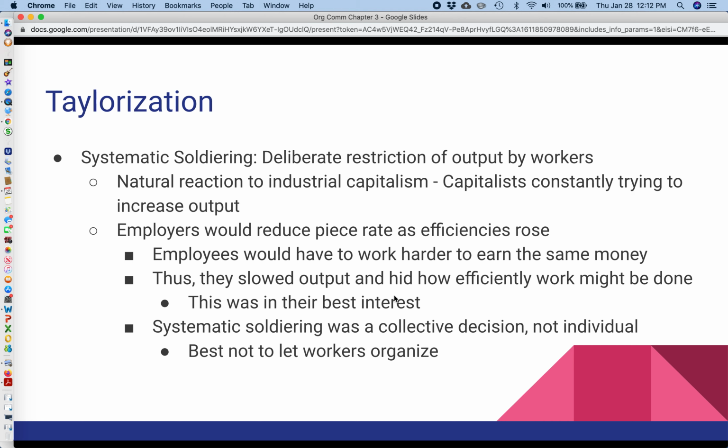So what we see then, right, is that employers would reduce what's known as the piece rate as efficiencies rose. So the more efficient things got, your piece rate would slow down. As a result of this, employees would have to work harder to earn the same amount of money. As a result, they in turn slowed down their output and hid how efficiently they could actually do the work, because this was in their best interest, right?